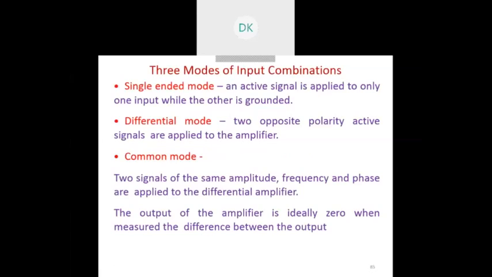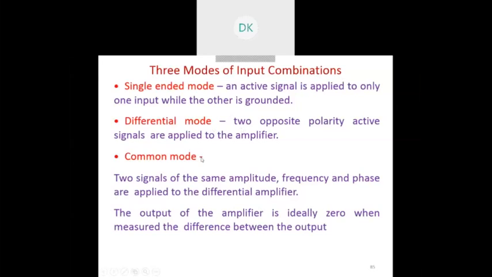There are three modes of the input combination. That means input signal to a differential amplifier can be given in three configurations. One is called single-ended mode, second one is differential mode, third one is common mode. Single-ended mode means input signal is applied to base of Q1, whereas zero voltage will be applied to the base of Q2. That means at one end input signal will be given, the other end it will be grounded. Differential mode, input signal given at either side but opposite polarity. That is called differential mode of combination.